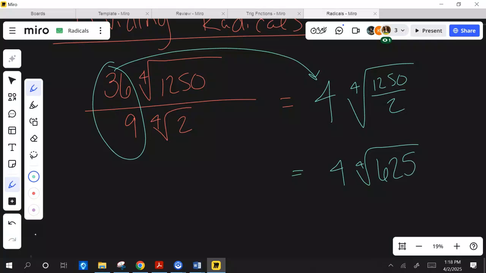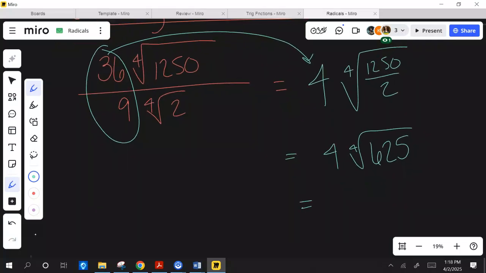What is nice about 625? It's a perfect fourth power, and the root is 5, that's exactly right. So this actually simplifies to 4 times 5, which is 20. It is, isn't it?